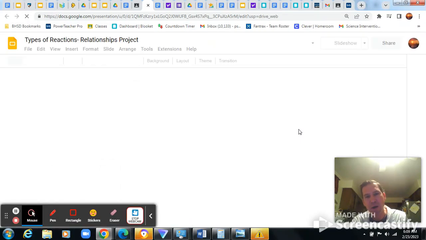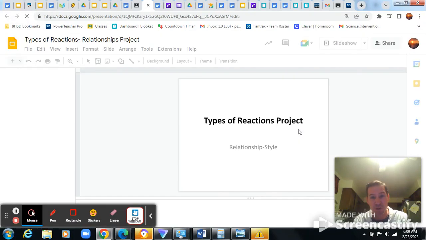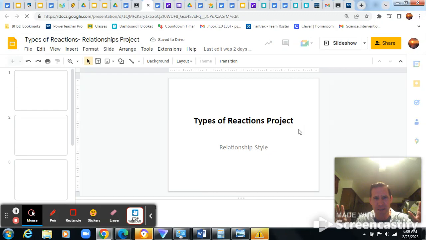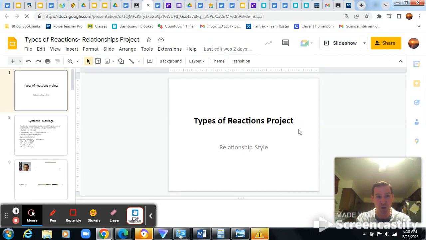And then what you're going to do on this slides presentation is you're going to add pictures to represent the chemicals for the different types of chemical reactions. So, in class yesterday we talked about synthesis, decomposition, single replacement, double replacement, and then combustion. And then I also showed you those pictures of different celebrities and politicians and things like that are going to represent the substances. Okay, so now it's your turn to do that.